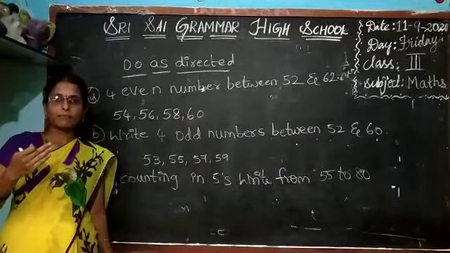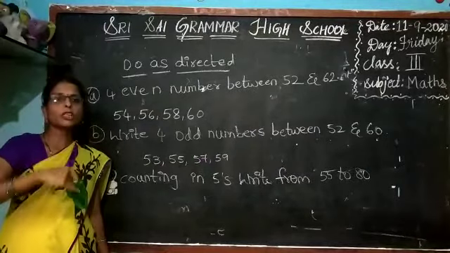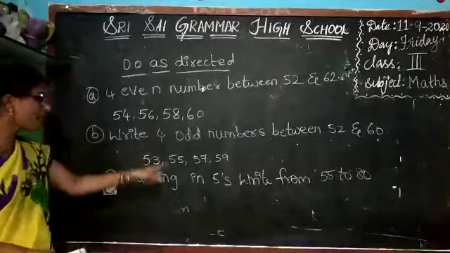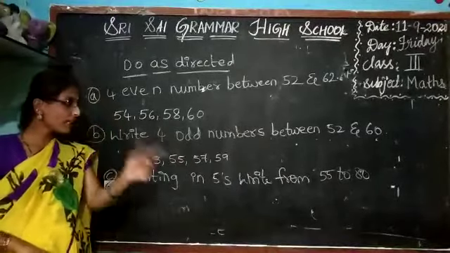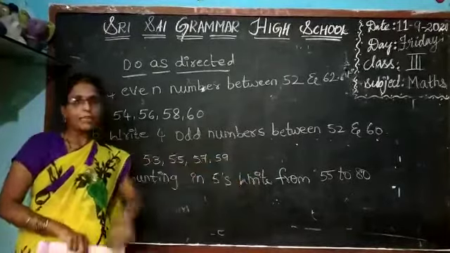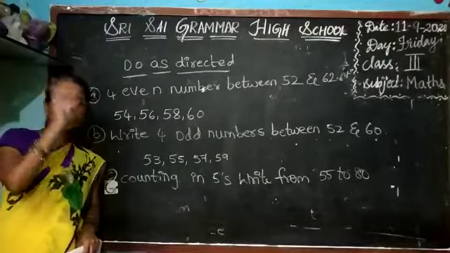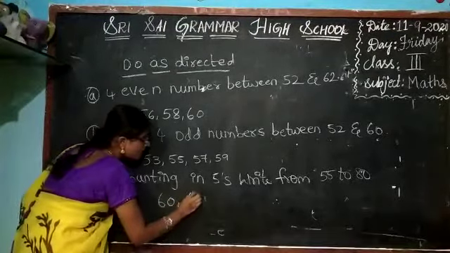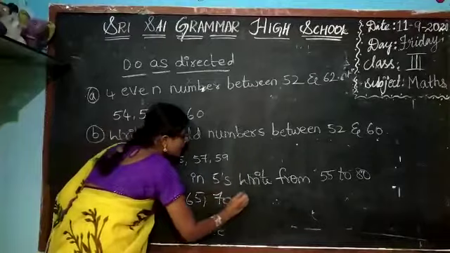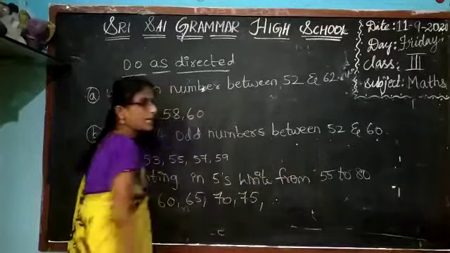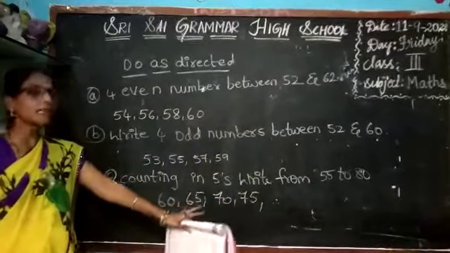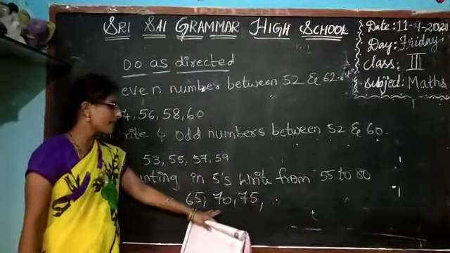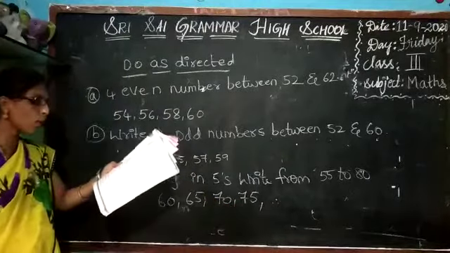Counting means keep counting. 1 to 5, 5 to 10, 10 to 15, a difference of 5. Now they are asking for counting in 5, from where to where? 55 to 80. 55 is already there. Next, what number will you get counting by 5? 60. Next, 65. Next, 70. Next, 75. Next comes 80. They are asking only in between 55 and 80, so we will get 60, 65, 70, 75.